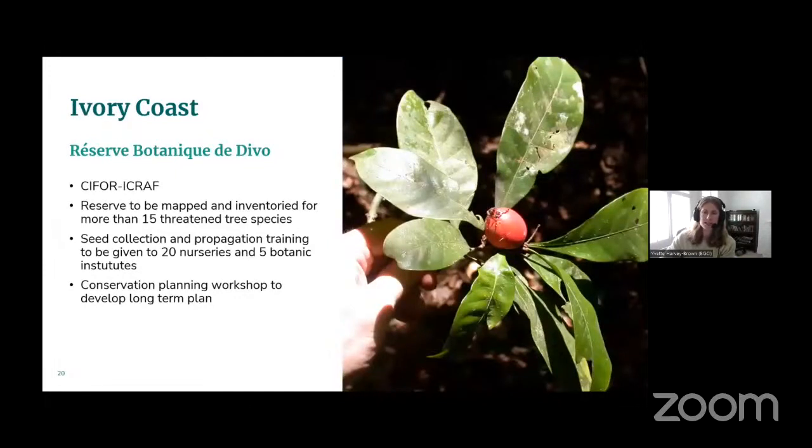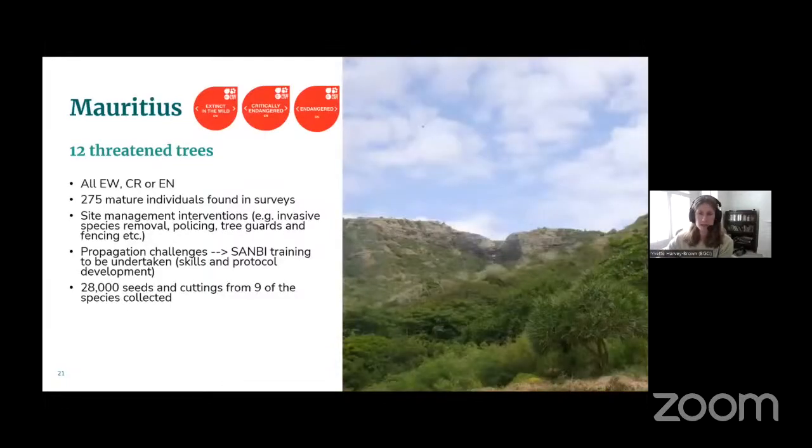We've recently set up a project in Côte d'Ivoire to restore the Reserve Botanique du Divo, sorry, awful French, working with ICRAF. This is working to map and inventory 15 threatened species, and to propagate them and restore them into the forest. This project will also be doing some conservation planning, but at site level, to work out with the stakeholders on the ground the best long-term plan for conserving and restoring this reserve. And lastly, we've also been working in Mauritius on 12 threatened tree species. We've had trainers from Sandy coming to Mauritius to help with training on propagation, because a number of the species have had some challenges.